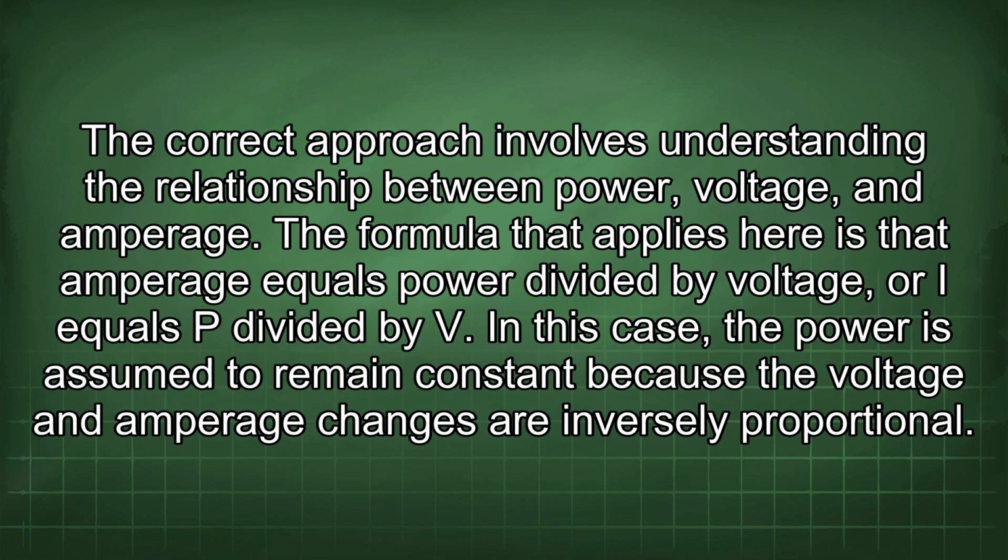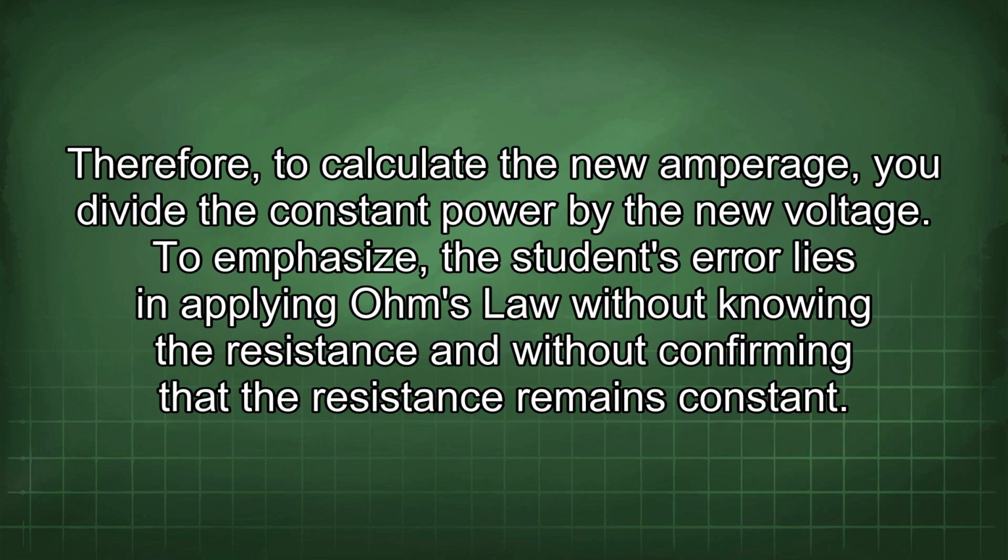The correct approach involves understanding the relationship between power, voltage, and amperage. The formula that applies here is that amperage equals power divided by voltage, or I equals P divided by V. In this case, the power is assumed to remain constant because the voltage and amperage changes are inversely proportional. Therefore, to calculate the new amperage, you divide the constant power by the new voltage.